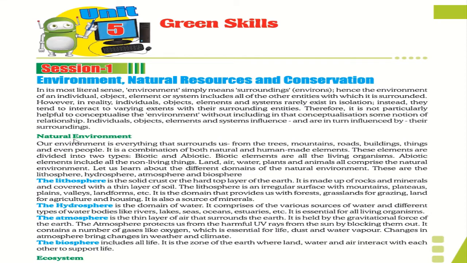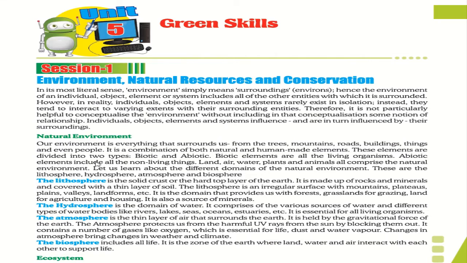First, we'll see the natural environment. What does it mean by natural environment? Our environment is everything that surrounds us. What are our surroundings like? Trees, mountains, roads, buildings, things, and even people. All of this is what is available in our environment. It is a combination of both natural and human-made elements. You agree, roads are human-made elements, but a mountain is a natural element.